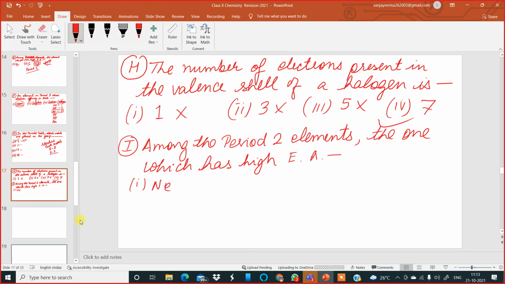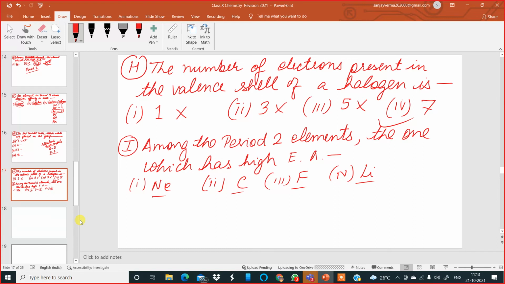First option is neon. Second option I am writing carbon. Third option I am writing fluorine. Okay. Fourth option I am writing lithium. Now this has high electron affinity among the period 2. First check whether all of them belong to period 2 or not.